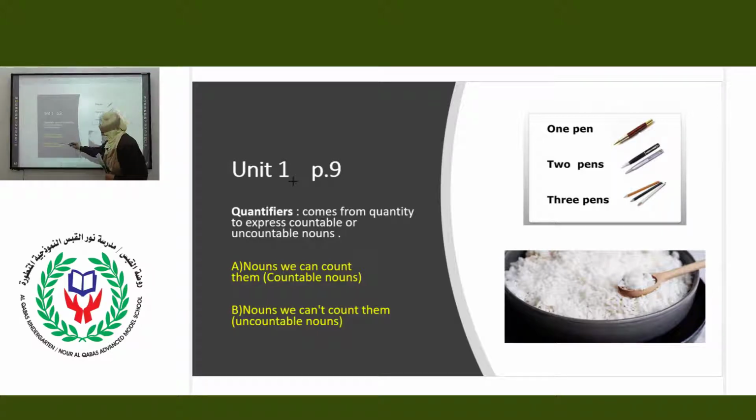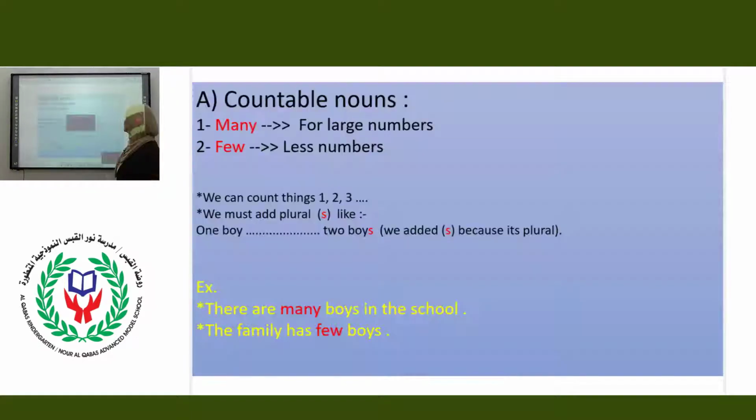Some things we can't count. We call it an uncountable noun, like this picture. Look at the rice. Can you count the pieces of it? No, we can't. So this is an uncountable noun.